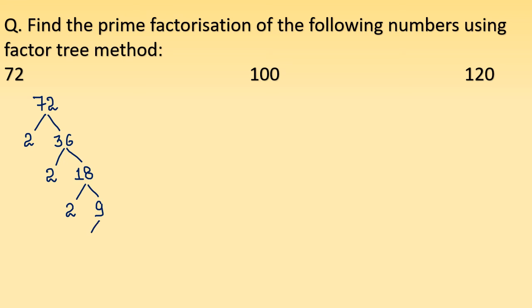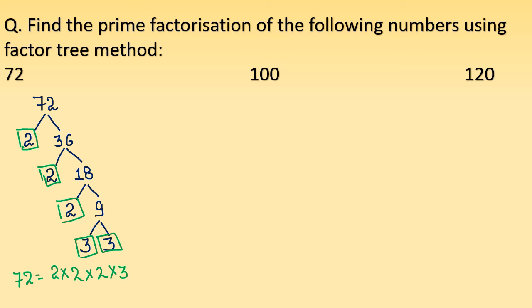Now divide 9 with a prime number. So 9 is divisible by 3. 3 threes are 9. In the last, we got both the prime numbers, so we will stop the division here. Mark all the prime numbers. So this is the first 2, second 2 here, then this third 2, this 3, and the next 3. Therefore, we can write 72 is equal to 2 into 2 into 2 into 3 into 3.